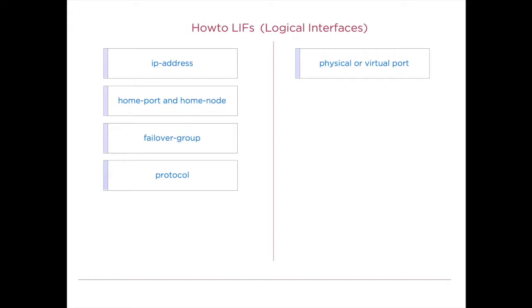A LIF can be migrated, which is a manual action, and a LIF can fail over, which happens when the current port is going down or has problems otherwise. Then a LIF can be reverted manually, or when the auto-revert property is enabled, then it will automatically fail back when the home port comes back up.